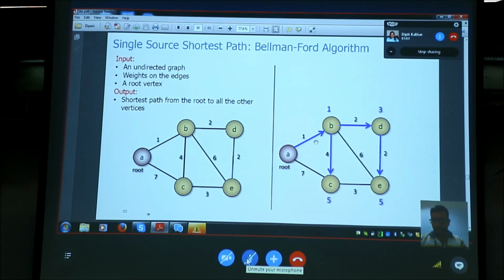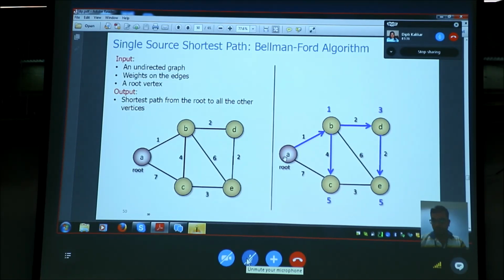There is this shortest path to C. It goes from A to B, then goes to C. So its distance is 5. 1 plus 4, 5. So you can see the path to E. It says that I will go like this. That distance is 1 plus 2 plus 5, right? So that's what we need. Find the shortest path or the shortest distance, let's say, to every other vertex starting with this root.